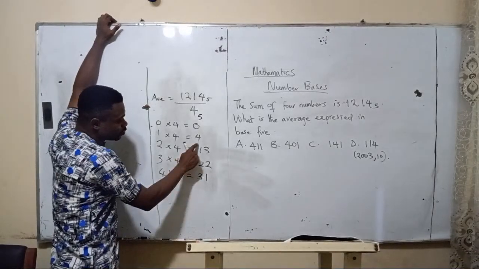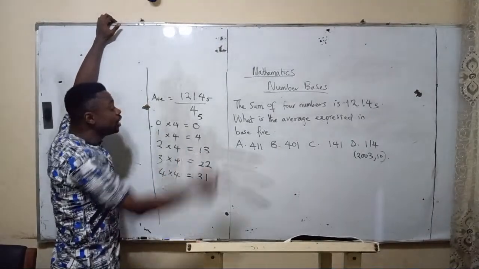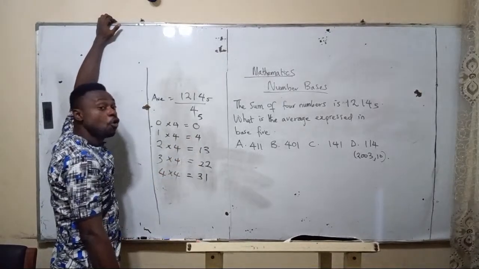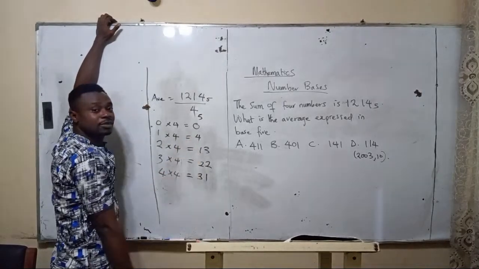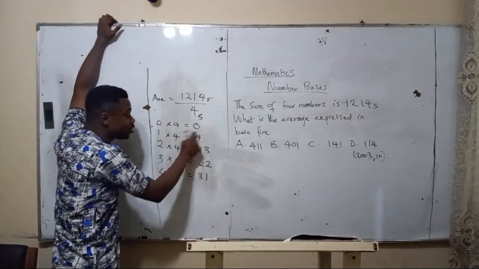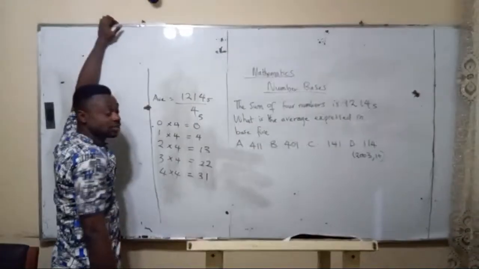1 2 falls between 4 and 1 3. So the only whole number that appears here now is 4. We cannot get 1 2 because here is 1 3. So 4 is the nearest whole number below it in this array of numbers.